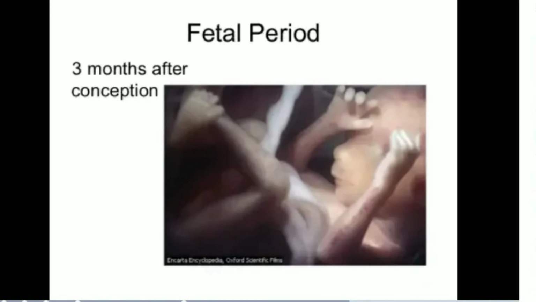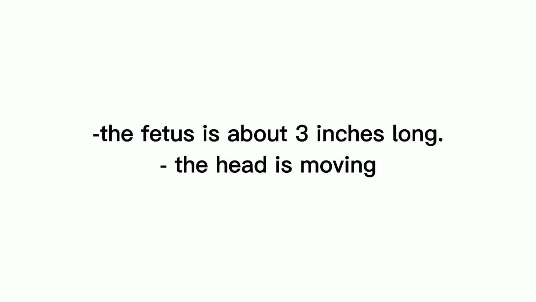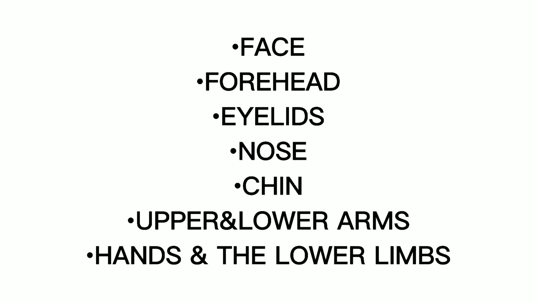So look at the picture. This picture shows 3 months after conception. The fetus is about 3 inches long, and it has become more active, moving its arms and legs, opening and closing its mouth, and moving its head. The genitals can now be identified as male or female. The following are distinguished: face, forehead, eyelids, nose, chin, upper and lower arms, hands, and the lower limbs.